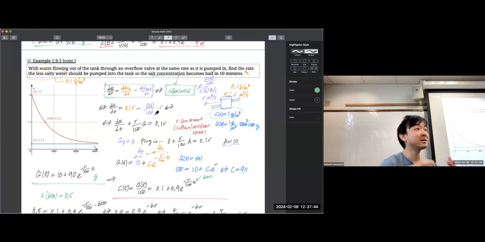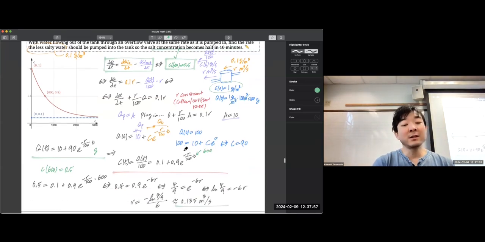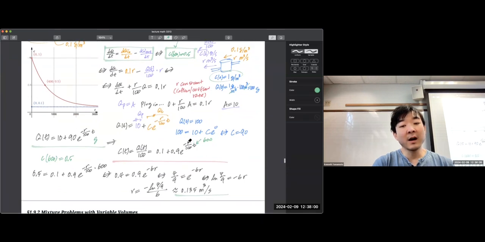And so it's like saying this is the evolution of the amount of salt in the tank as a function of time, and then you just take that and divide it by the volume to get the evolution of the concentration of salt in the tank with time, with R still in there. And then it's very intuitive. The higher this R is, the faster this exponential decay term goes away, and the faster you'll reach the asymptotic 0.1 grams per meter cubed. So the slower the R is, the slower the exponential decay term would decay.